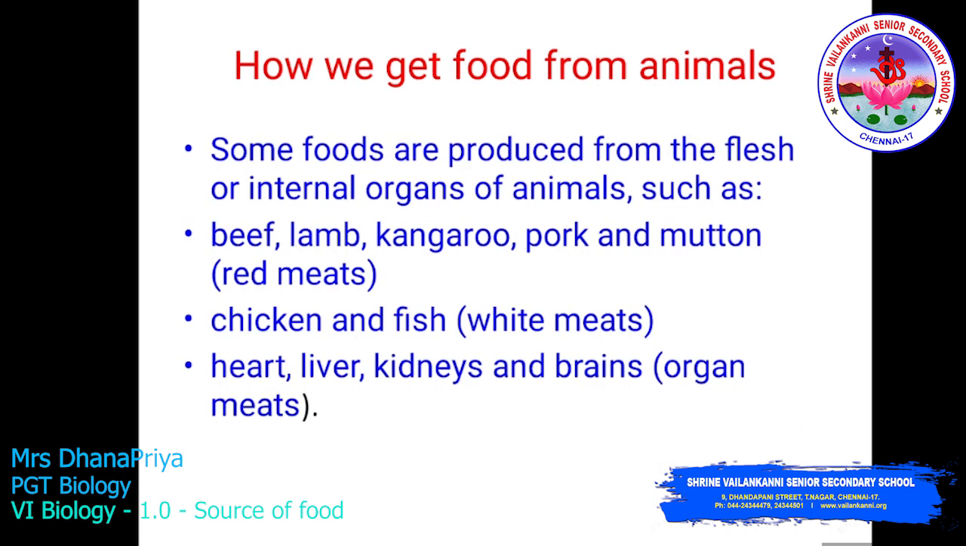How do we get food from animals? Some foods are produced from the flesh or internal organs of animals, such as beef, lamb, kangaroo, pork and mutton. Chicken and fish are the white meats. Beef, lamb, kangaroo, pork and mutton are considered red meats. Heart, liver, kidneys and brain are some other organs. When you take an animal like goat, you take the flesh, and we can eat the heart, liver, kidneys and brain too. So these are the foods we get from animals.